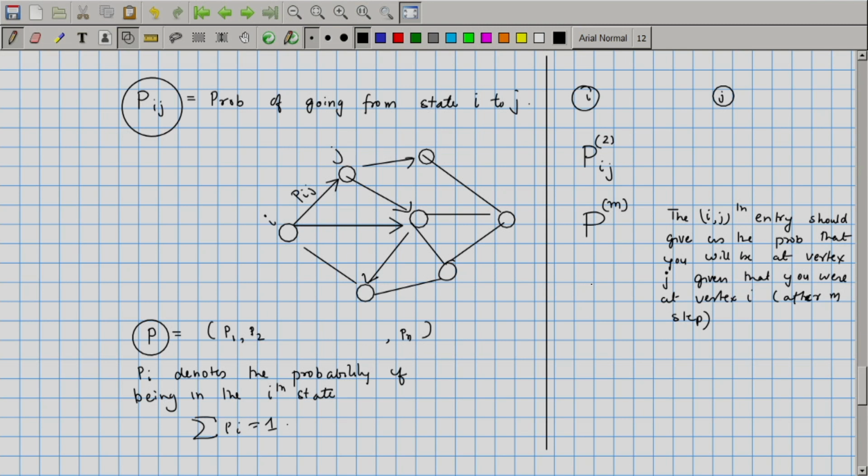Okay. So, what should P^m be in terms of P? P is the matrix whose ijth entry gives us the probability of transitioning from state i to state j. So, P^m will be equal to P raised to m. In fact, P^(m+n) will be equal to P raised to m times P raised to n. Okay. Why is this so?